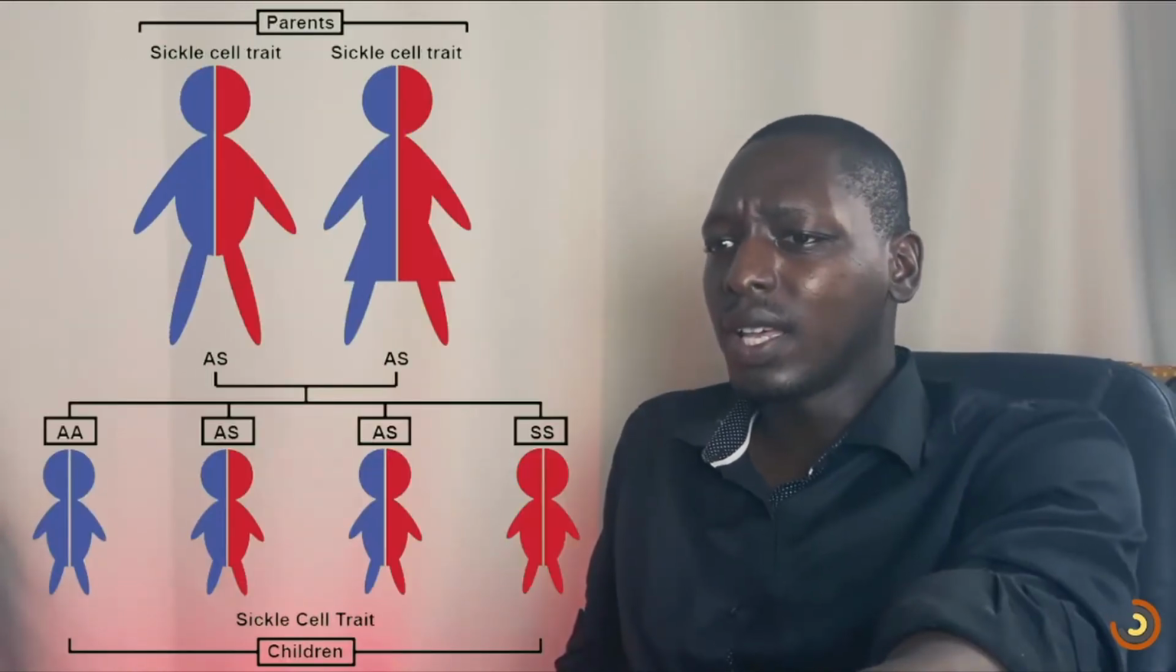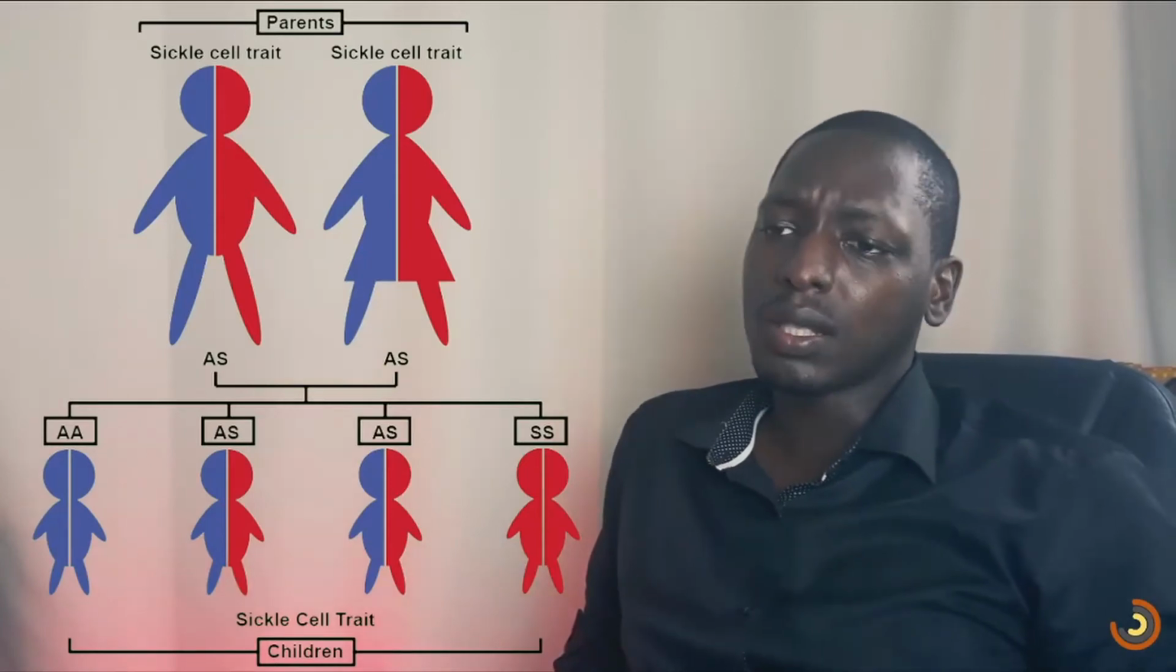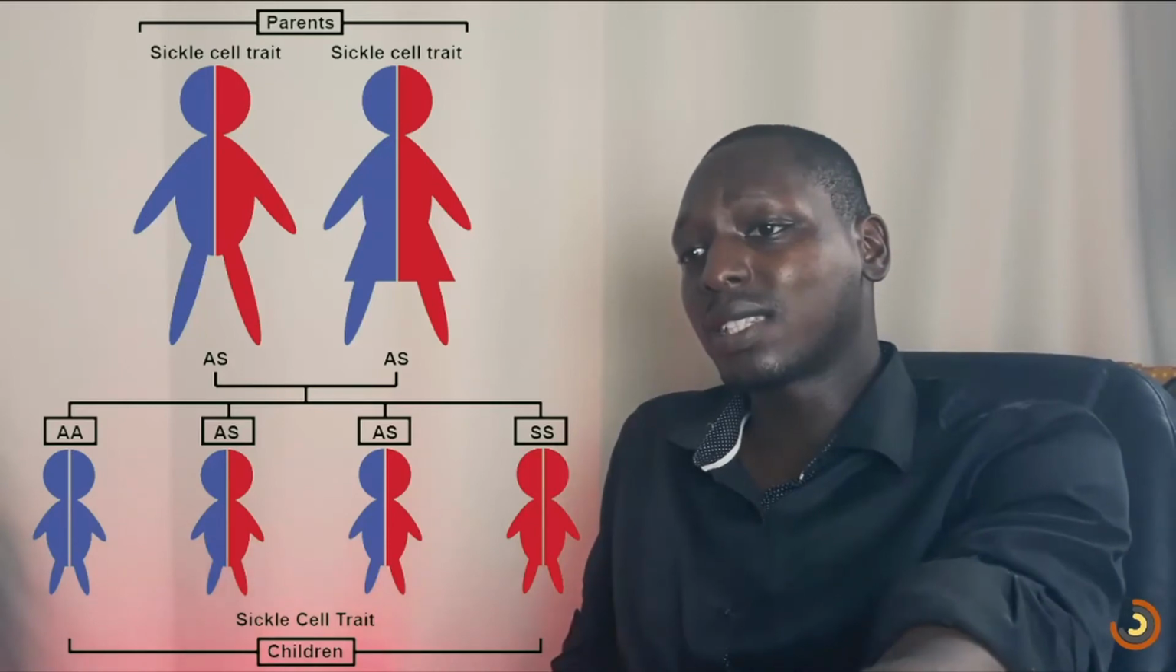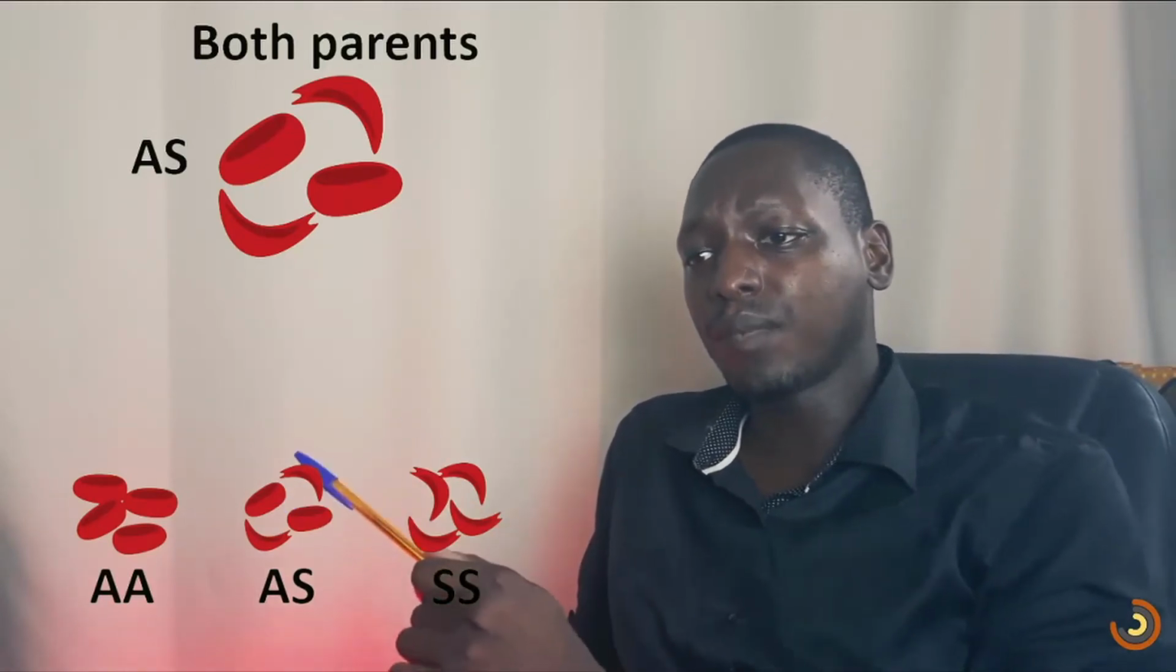Now, you can have a situation where parents, both of the parents, have sickle cell traits. That means that they have the second condition, which is both parents are AS. They have a mixture of normal hemoglobin and also abnormal hemoglobin. In that state, if they mate, what's going to happen is their children are going to be AA, AS, and SS. And it's possible to calculate the probabilities of those children being AA, AS, or SS.